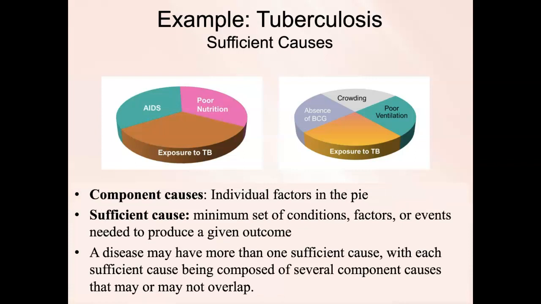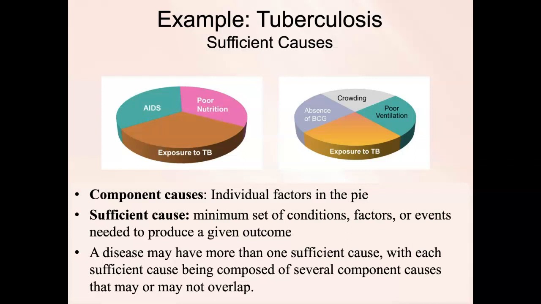So just a recap of these models: each one of these slices is a component cause. The entire model, for example this image on the left, is sufficient because it's a minimum set of conditions that, if present, will produce the outcome. So if AIDS, poor nutrition, and exposure to TB are present, then tuberculosis will happen. You're going to get that infection. If I look at my other model, if crowding, absence of a vaccine, poor ventilation, and exposure to TB are all present, and all of these conditions are met, then tuberculosis is going to happen.